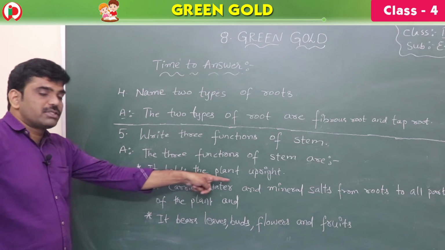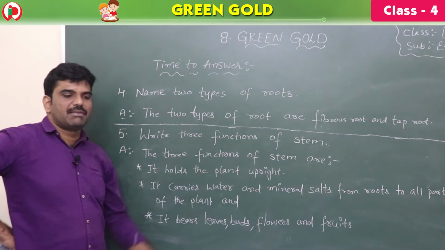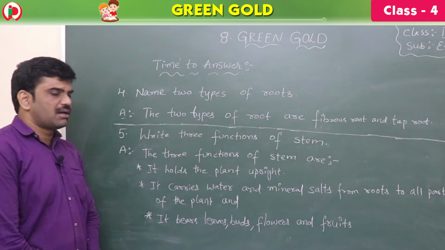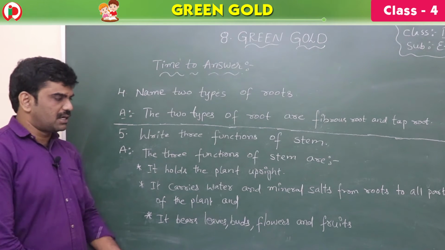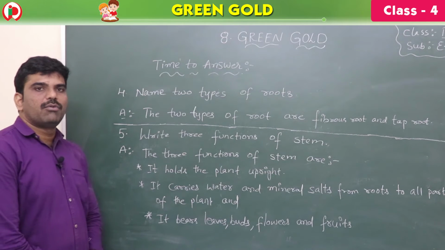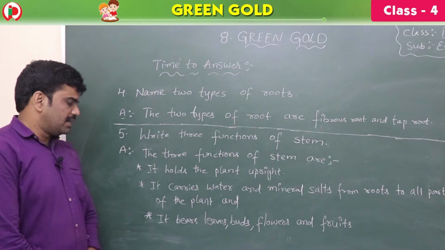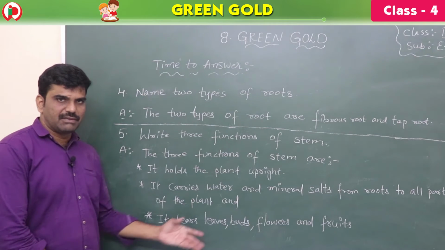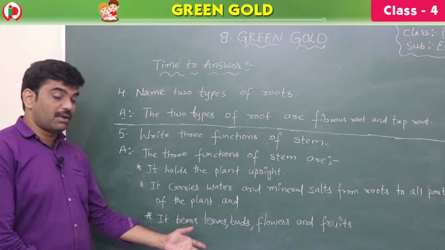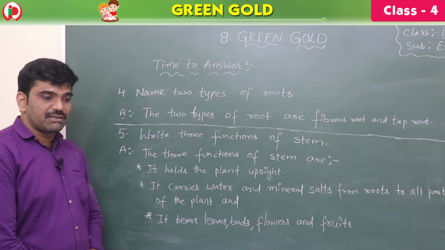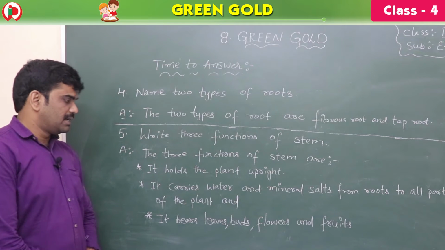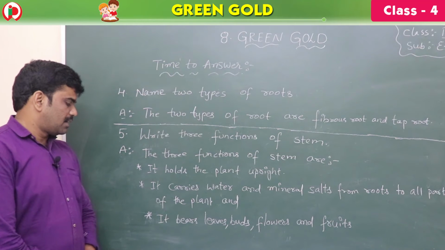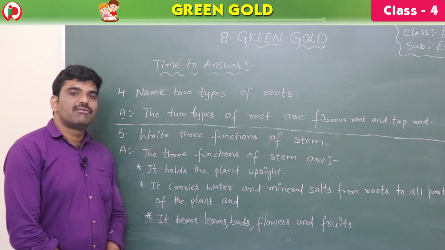First one, it holds the plant upright. The three functions of the stem are, yes, it keeps the plant upright, straight. It carries water and mineral salts from roots to all the body parts of a plant. And it bears leaves, buds, flowers and fruits. So the three functions are, it holds the plant upright, it carries water and mineral salts from roots to all the parts of a plant, and it bears leaves, buds, flowers and fruits.